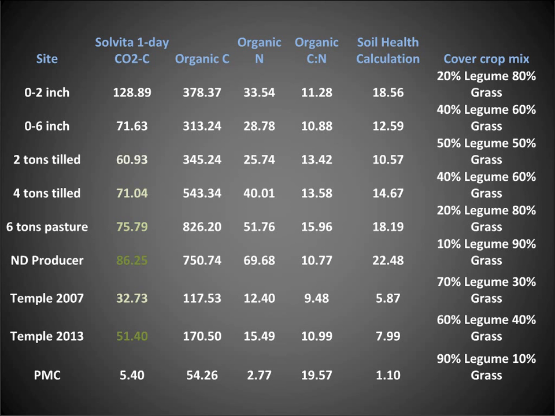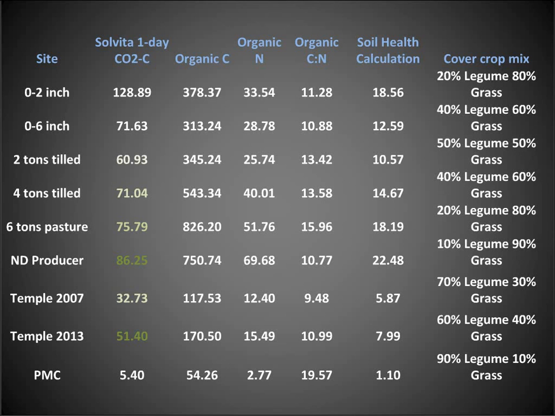That's a North Dakota producer who's got one of the higher soil health scores I've ever seen. I won't mention any names. And then the Temple 07 versus 2013 is here, same site on one of our fields that we've been monitoring over the last several years. And our soil health score has gone from 587 to 799 because we've just been using cover crops.